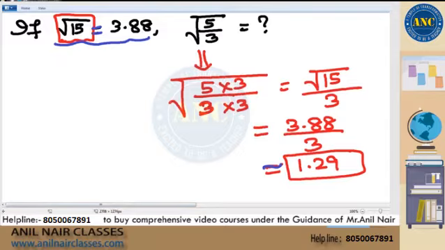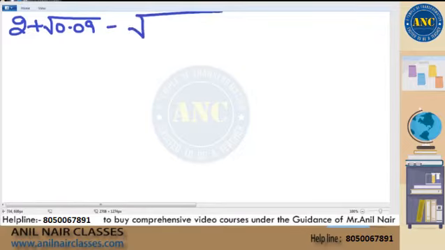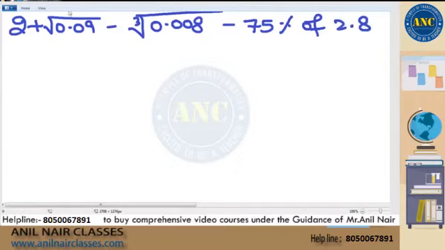I hope the idea is clear. These are all very easy questions. We have never moved on to such difficult questions till now. Suppose the question is like this: 2 plus square root of 0.09 minus cube root of 0.008 minus 75 percentage of 2.8. This value I need to find.